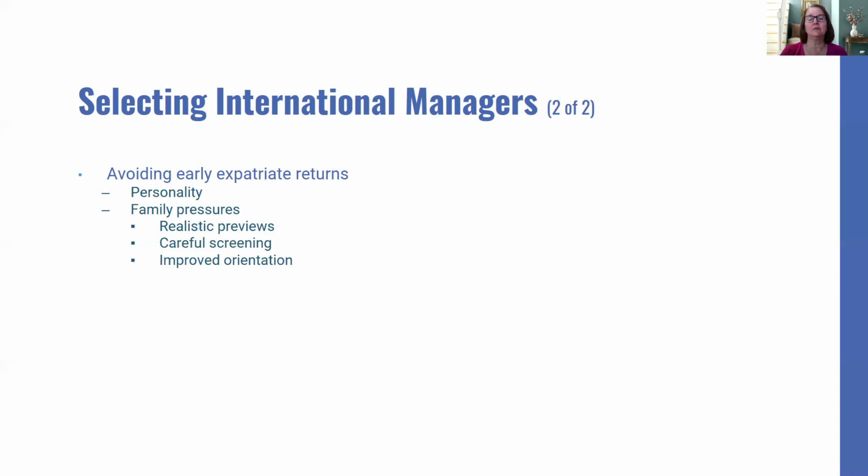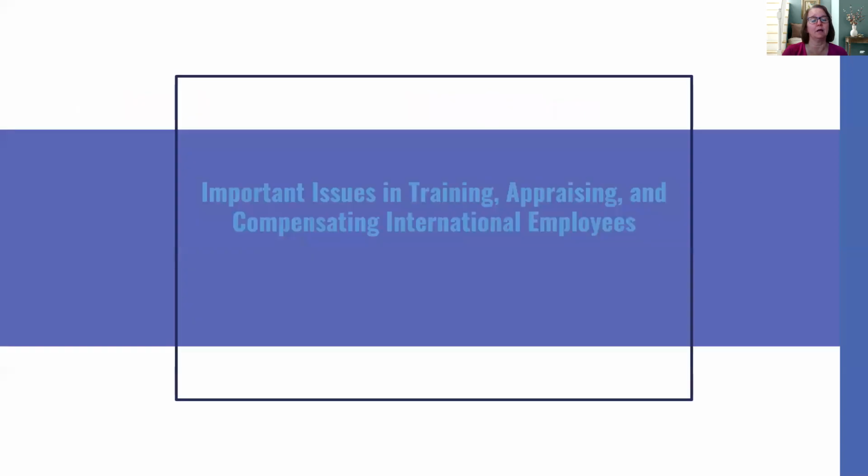The cost of having to move someone home early is very expensive, and most of the time it's because the family was not able to adapt. And so we do realistic previews. We try to make sure that the family is adaptable as well. They may even have families go and visit to try to ensure that families can handle the move as well.